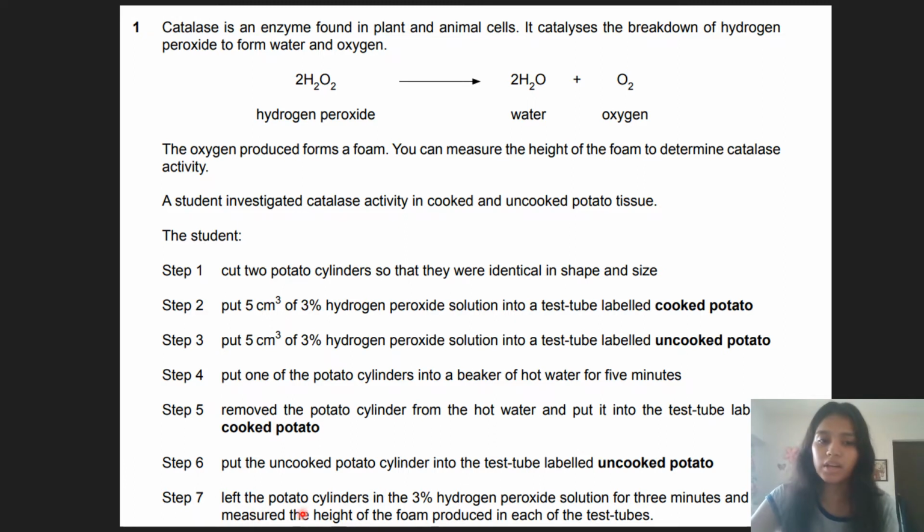Then you leave the potato cylinders in these hydrogen peroxide suspensions for about 3 minutes. That's again another thing they've standardized. Both of the test tubes are left for 3 minutes, and after 3 minutes, you measure the height of the foam produced in each test tube. Okay, I hope this is clear. Already we can see they've standardized volume of hydrogen peroxide, concentration of hydrogen peroxide, and the time frame that we're leaving the potato cylinders inside.